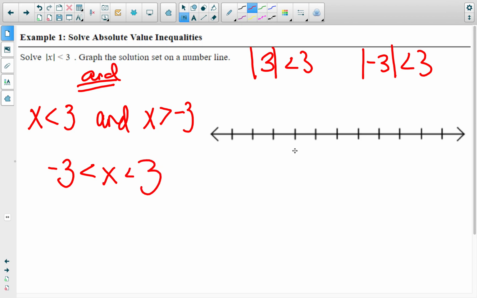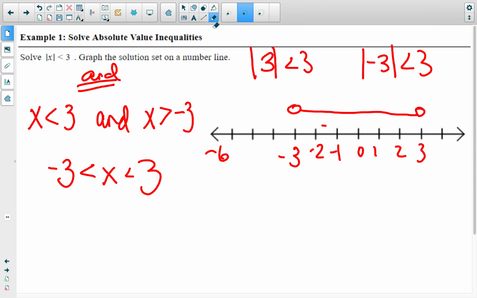Okay, so then when we graph negative 3, negative 2, negative 1, 0, 1, 2, 3, we want open circles above negative 3 and 3, and x is trapped in between. Okay, because think about this way, if we go down here to like negative 6 has an absolute value of 6, which is not less than 3, so it makes the original inequality false. So that's some intuition behind why we want an and inequality for less than.